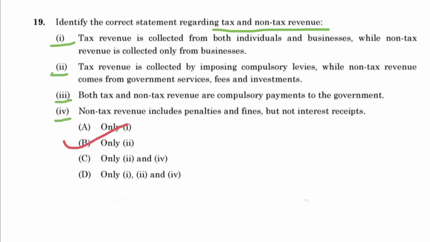Answer is option B, only 2. Tax revenue is collected by imposing compulsory levies, while non-tax revenue comes from government services, fees and investments.